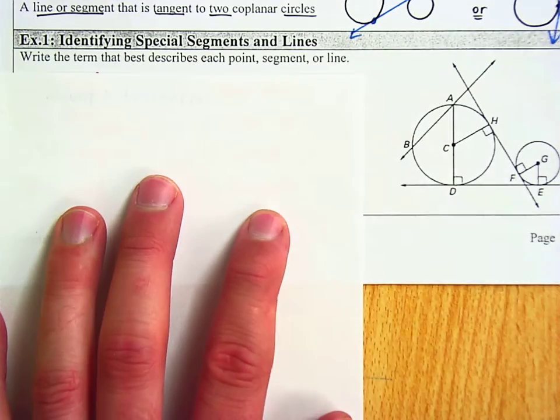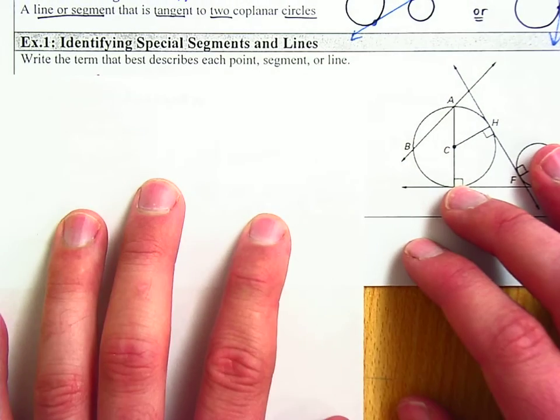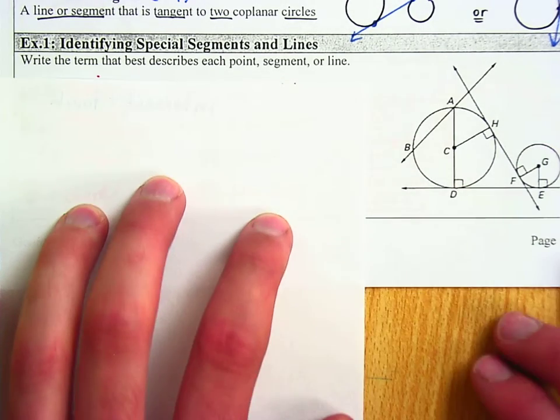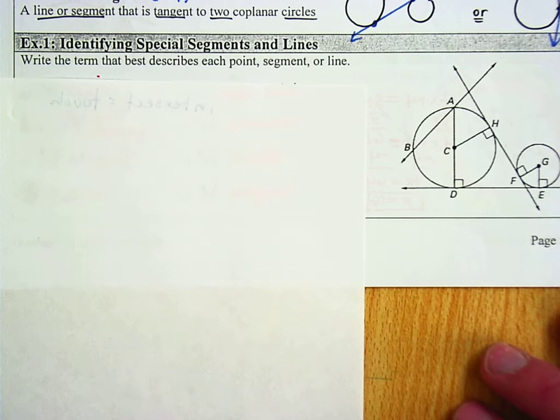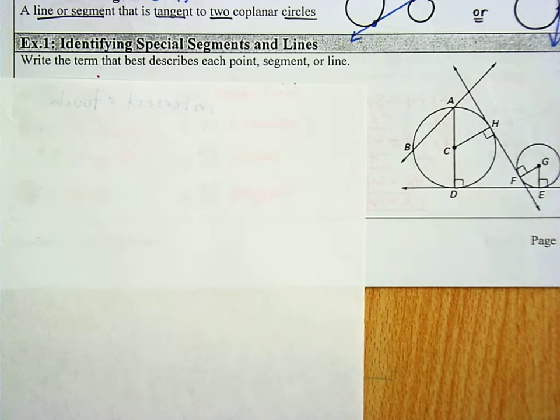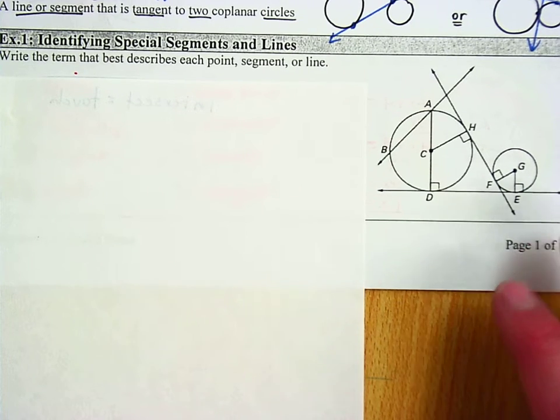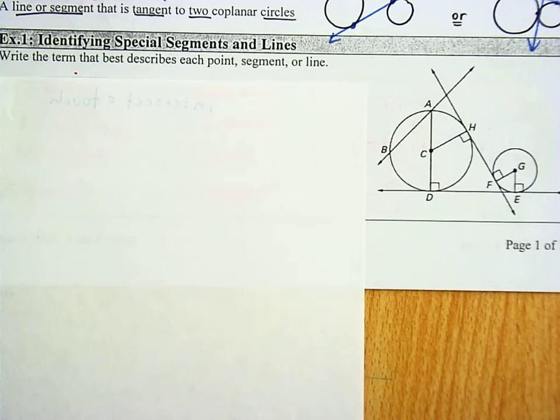All right, so we're just below here, and they want us to identify special segments and lines, and they give us this picture that has a lot going on here. But I'm going to see if we can't go ahead and just already describe maybe some of these things using the vocab terms above, and then we'll see if maybe that'll help us to fill in the blanks. But before I do that, I want you to go ahead and pause this video.